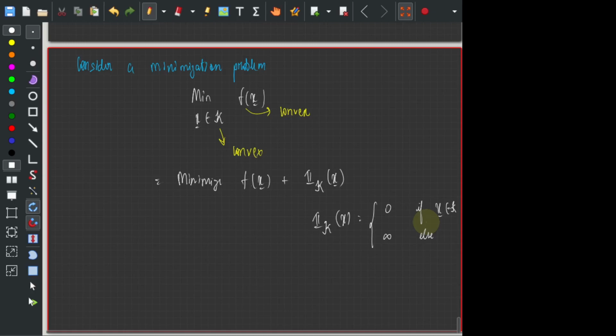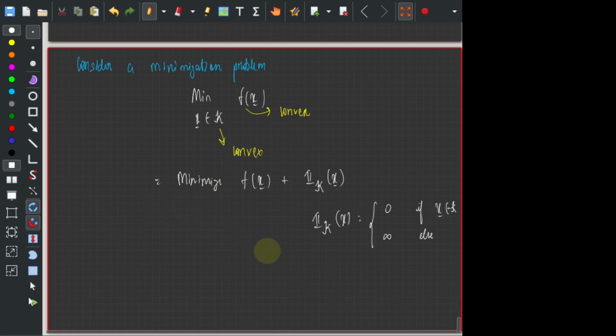Is this convex? Are you all convinced that this is a convex function? Take any 2 points. If both the points lie inside the convex set, then obviously any point on the line joining those also lies in the convex set, and it takes the value 0 everywhere. Even if one of the points lies outside the convex set, then basically the function value is infinite. So f of alpha x1 plus 1 minus alpha x2 is always infinite.